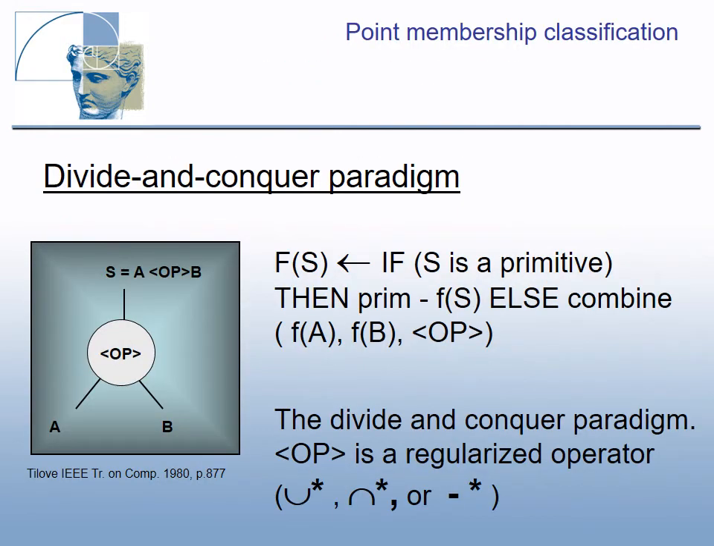It has three possible outputs indicating that the point is inside, outside, or on the boundary. The PMC procedure uses the CSG tree for the evaluation. It is based on the divide and conquer paradigm. First, the point membership is detected for the primitives, A and B on the slide. Then, the regularized operator OP is applied to the results, and the PMC for the entire solid is evaluated.